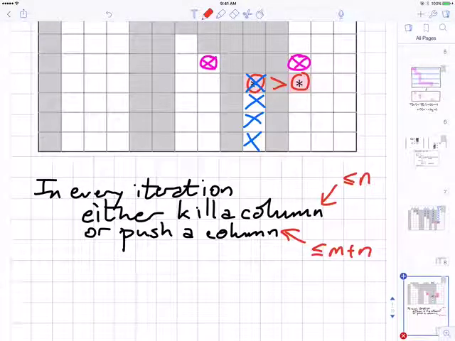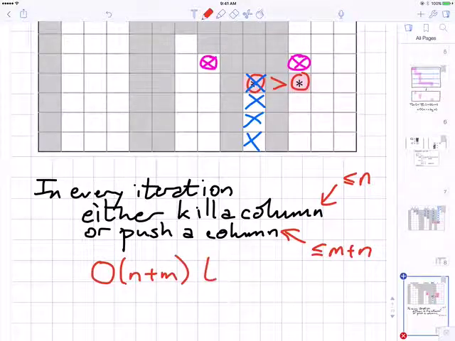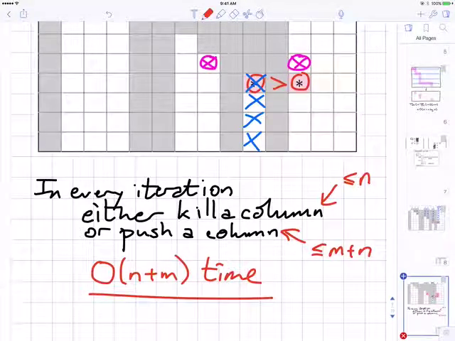Right? So the overall running time of the algorithm is linear, in order n plus m time. I changed my totally monotone matrix, which is really wide and short, into a square matrix. The number of columns that survive this filtering process is always less than or equal to the number of rows.